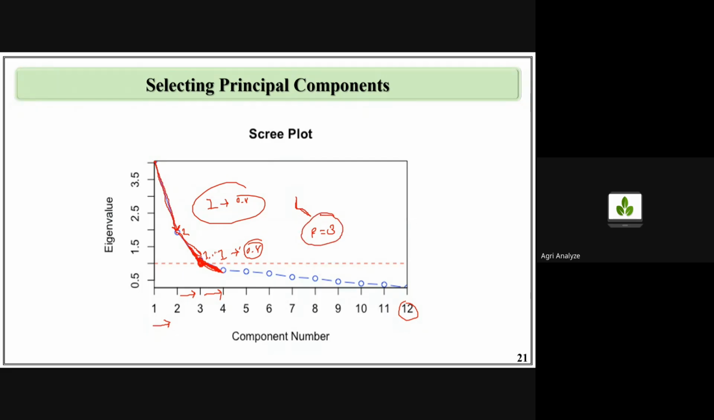At that point, the decreasing rate of our eigenvalue is not significant. That's why we decide the number of principal components is equal to 3. At that point we see the elbow-like structure, and also there is no significant decrease in eigenvalue. That's why we select the number of principal components as 3 based on this scree plot.